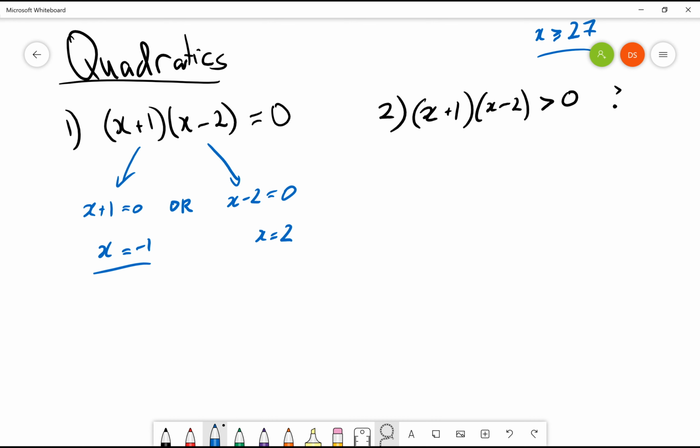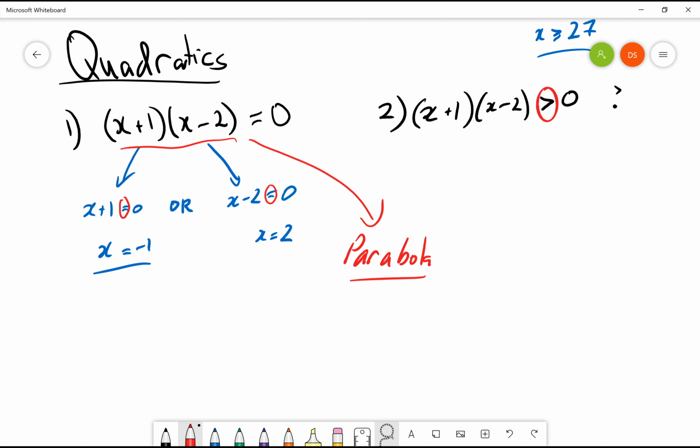But what I'm going to do is just comment on the fact that here we have inequalities, equations, equal signs, right? Here we have an inequality. So things are going to slightly change a little bit because a quadratic represents a parabola. This is going to be really useful for us when we have graphs. That's our next topic. And a parabola looks like this.